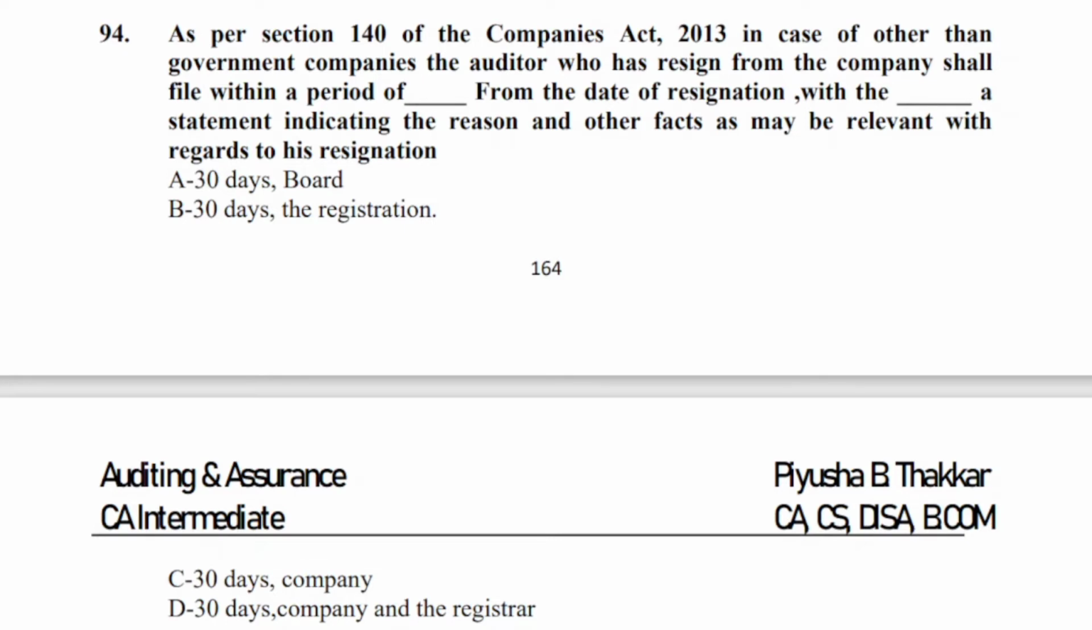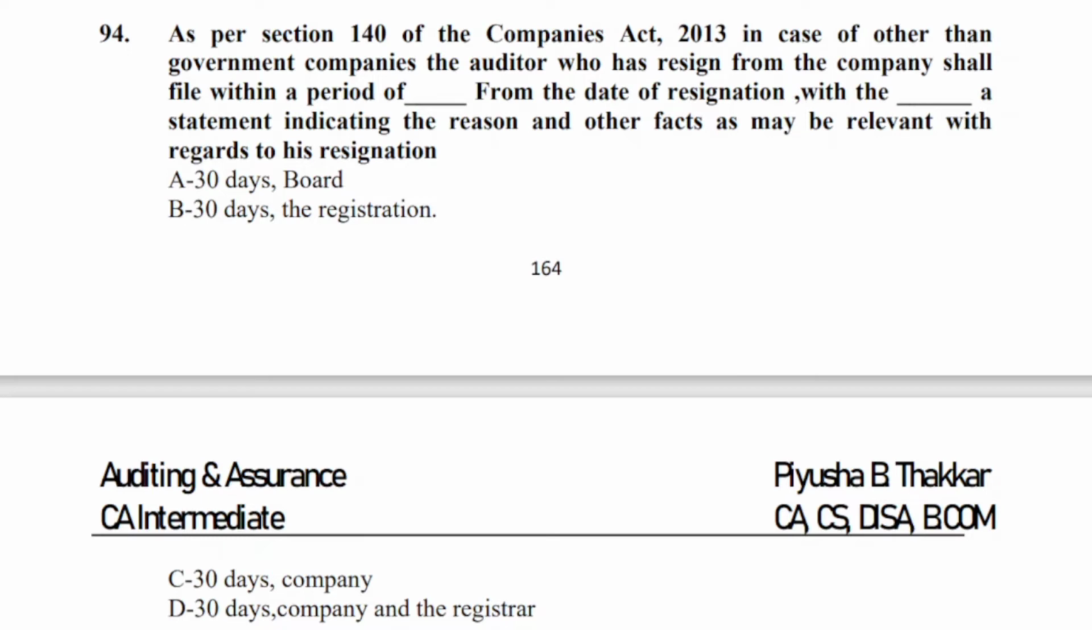Okay, yes. Now, in case of resignation and that of a non-government company, the company shall file within a period of dash from the date of resignation with dash a statement indicating reasons and facts as may be relevant with regards to his resignation.